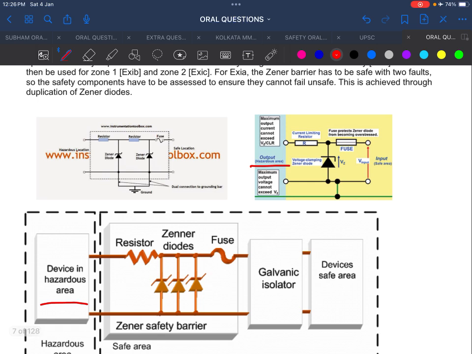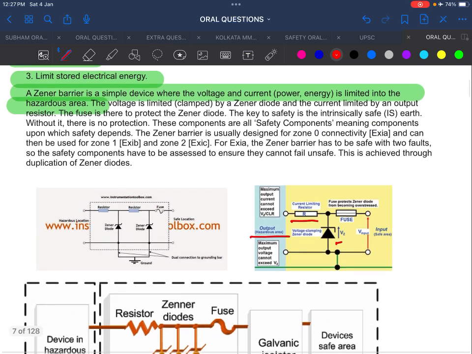Here is the Zener barrier, which has the Zener diode. Let's suppose the current is high in a circuit inside the hazardous area, and there is a sudden spark. If the current increases, it can be limited by this resistor. The resistor can limit the current, and the voltage can be limited by this Zener diode, and there should be fuse protection. The fuse protects the Zener diode from becoming overstressed. If there is a sudden large voltage surge or current surge, the fuse is also provided for the protection circuit.